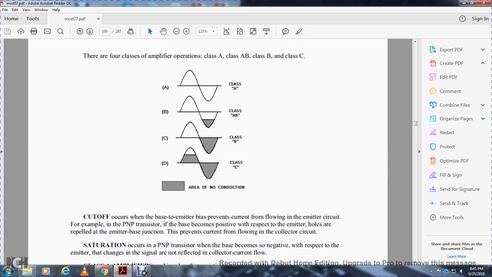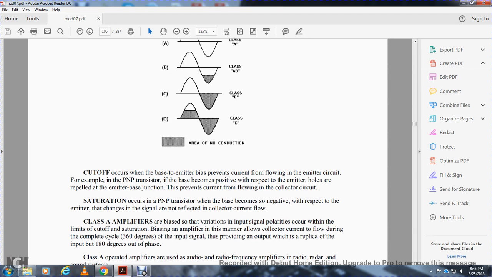Cutoff occurs when the base emitter bias prevents current from flowing. In the positive negative positive transistor, the base becomes positive with respect to the emitter and repels the holes at the emitter base junction, which prevents current flow into the collector circuit. At saturation, the base of the positive negative positive transistor becomes so negative with respect to the emitter that changes in the signal are not reflected in the collector current flow.